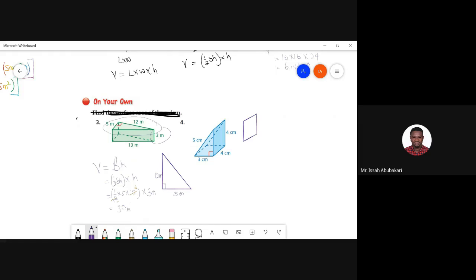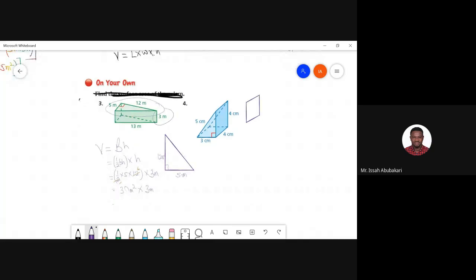30 meters square multiplied by 3 meters. So at the end, we are going to get 90 meters cubed to be the volume of this prism. Please, is that okay? So at the end, this is the volume of the prism. Now let's try to solve question 4.